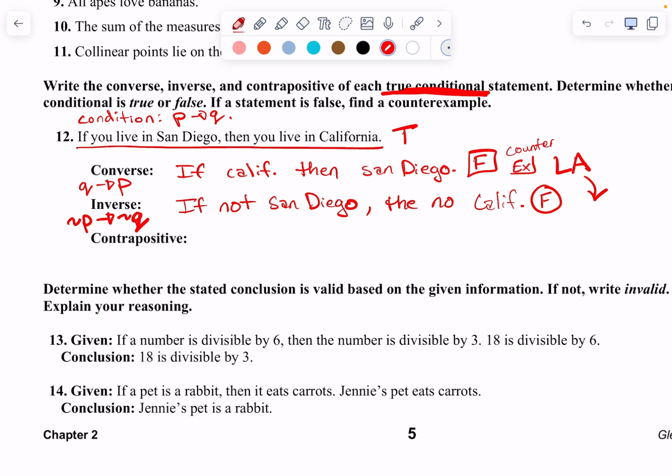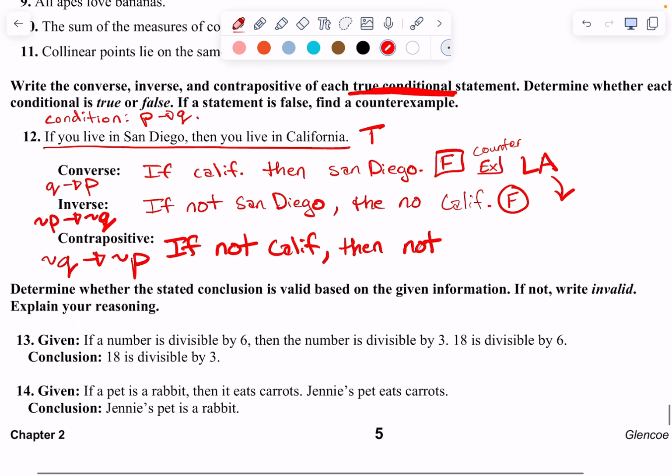Okay, what's the format for contrapositive? Not Q, not P. So go back to the converse and put not. If not California, then not San Diego. If you don't live in California, that means you cannot live in San Diego. That is true. Unless there is another San Diego, right? We'll go ahead and say that there's only one San Diego. Usually it will say, then not San Diego.